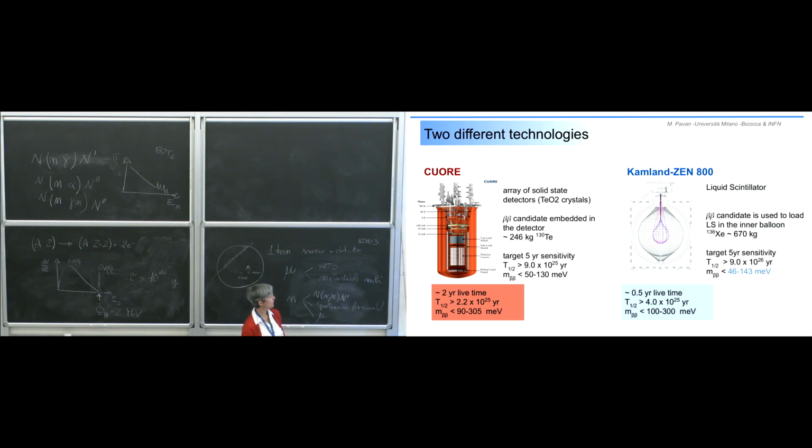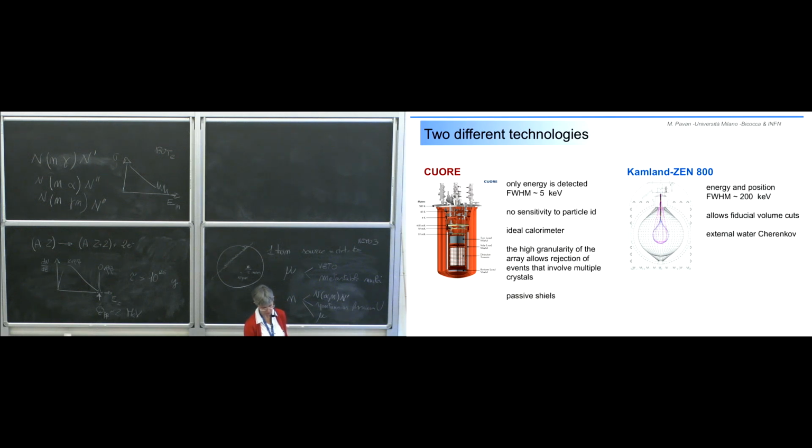So just to show you two possibilities. In one case, I can have an array of solid-state detectors. Just look at a few pieces of information that are in the next slide. I think these are information on the experiment, but I can choose a solid-state technology, or I can choose the KamLAND-Zen technology, that is that of liquid scintillator. Which are the differences?